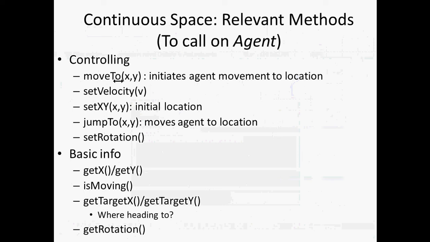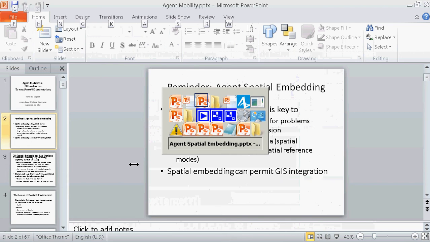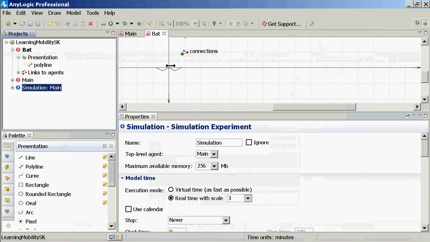We can alternatively jump to a certain location. We could set their rotation so they go at different angles, and we can query them. We can interrogate them as to their current X location, their current Y location, whether they're currently moving, where are they going, towards what, whither are they going? So towards what end? Through get target X, get target Y, and we can get their rotation. So ladies and gentlemen, let's use this. Enough of just discussing it. Let's use it.